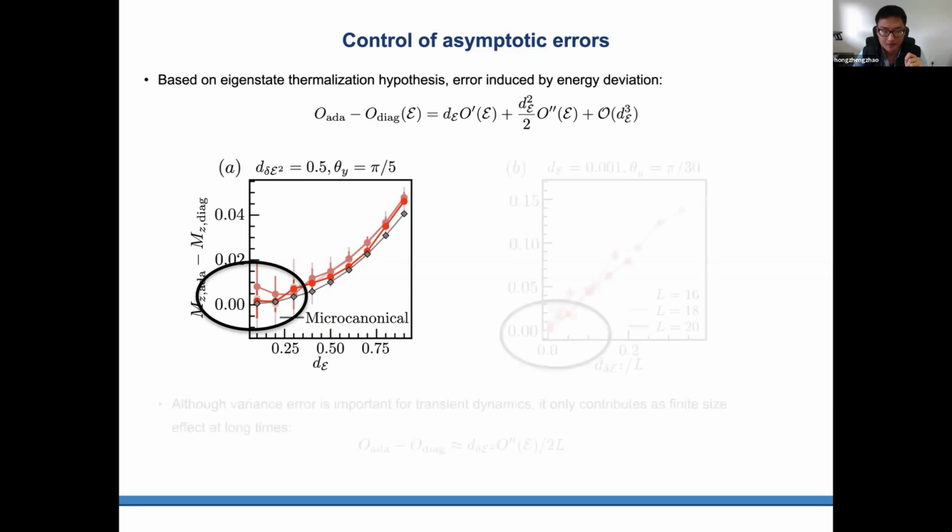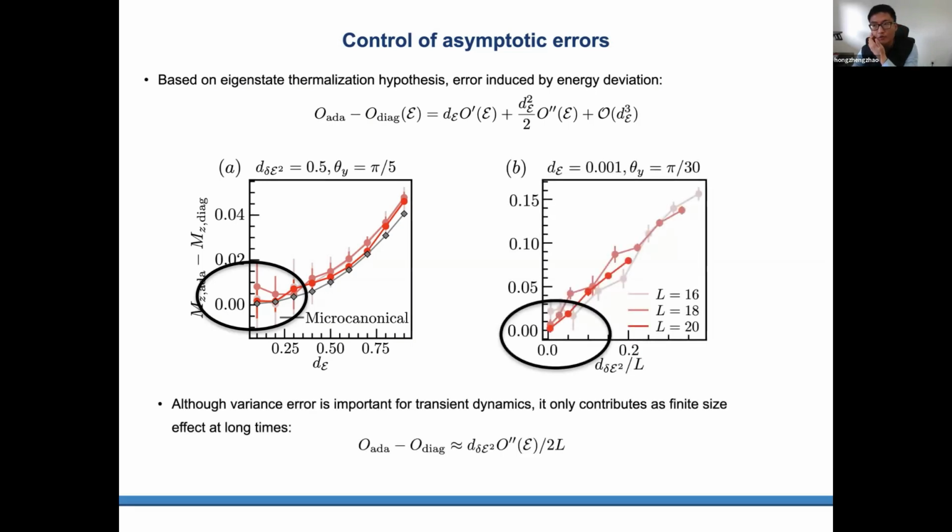And similarly, you can also study the contribution of errors from the energy variance. Although I showed you that controlling energy variance errors is very important for the transient dynamics, at long times when the system fully equilibrates, it only contributes as a finite size effect. And you can also easily verify this numerically.